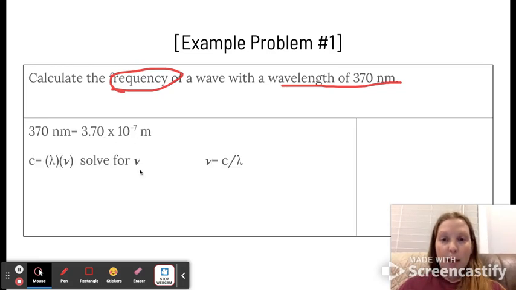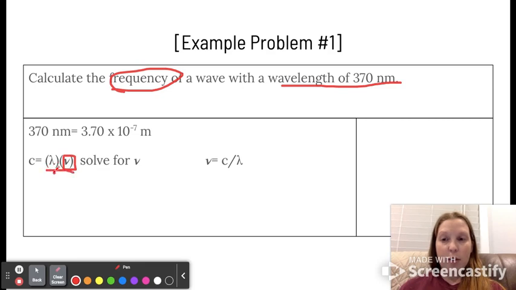We're going to plug that in and solve for nu. So when you solve for nu, you need to get it by itself, which means you need to divide both sides by your wavelength. So that's how we got our calculation over here.